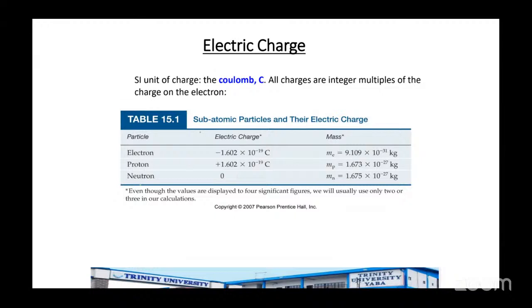And then the mass of the electron is 9.109 times 10 raised to minus 31 kg, while the mass of the proton is 1.673 times 10 raised to minus 27 kg. Mass of the neutron is 1.675 times 10 raised to minus 27 kg. So the mass of the proton and the mass of the neutron are approximately equal. Proton is 1673, neutron is 1675. Neutron, however, does not have a charge. It is neutral.